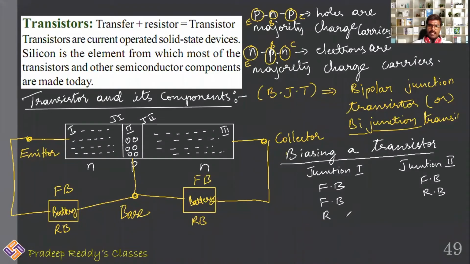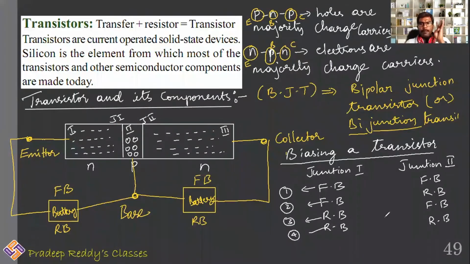Junction 1 in reverse bias, junction 2 in forward bias. Junction 1 in reverse bias, junction 2 also in reverse bias. So this is the first, this is the second, this is the third, and this is the fourth. So biasing of a transistor can be done in 4 different ways.